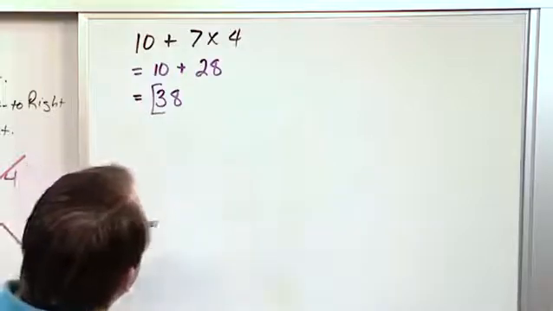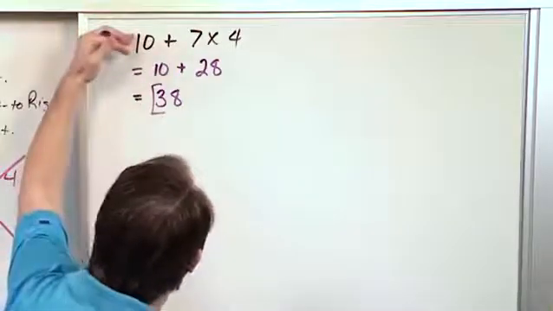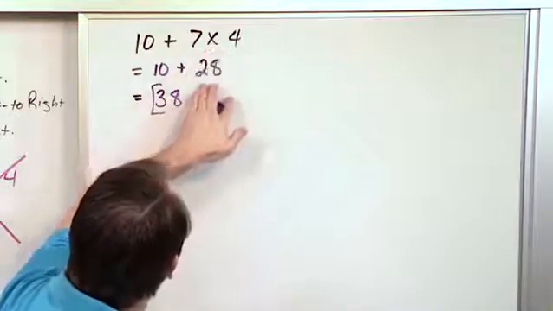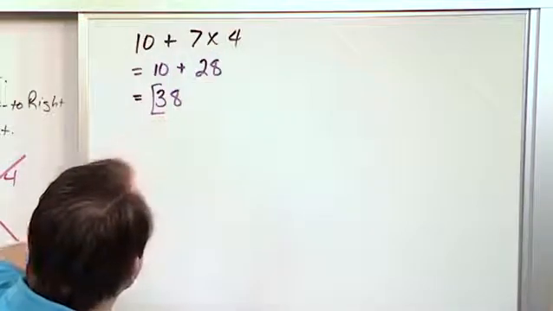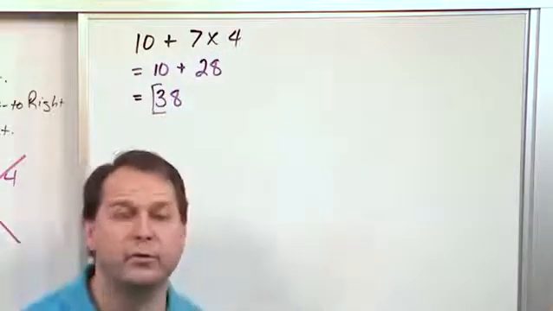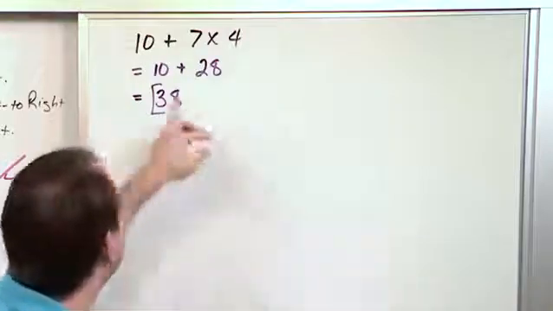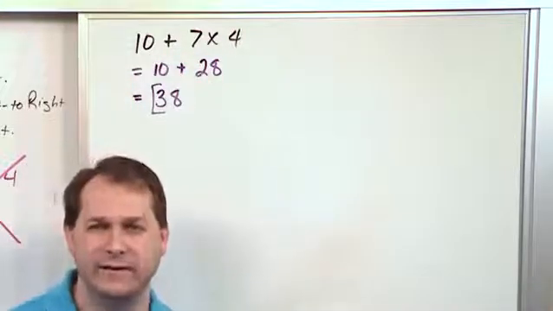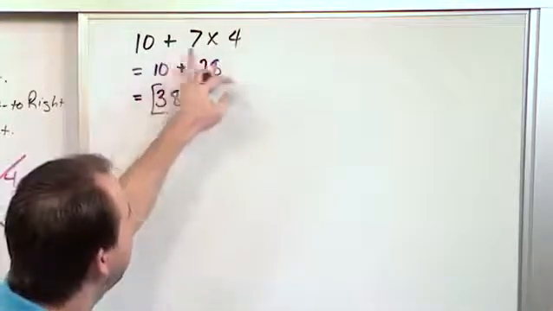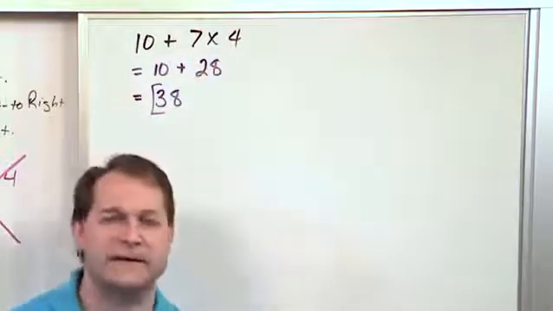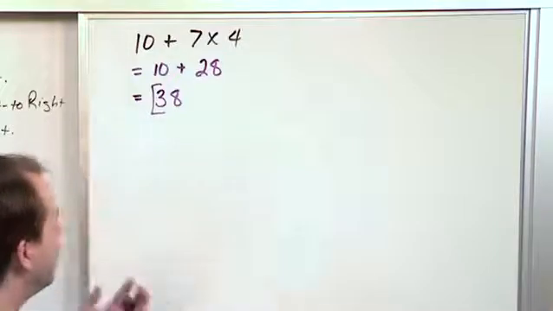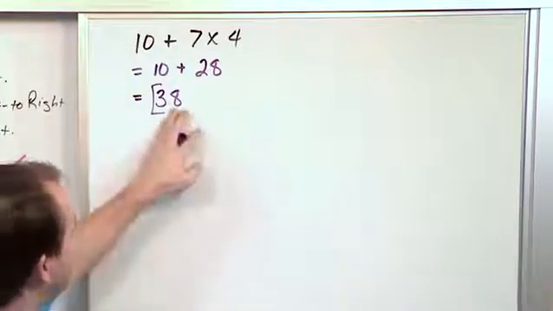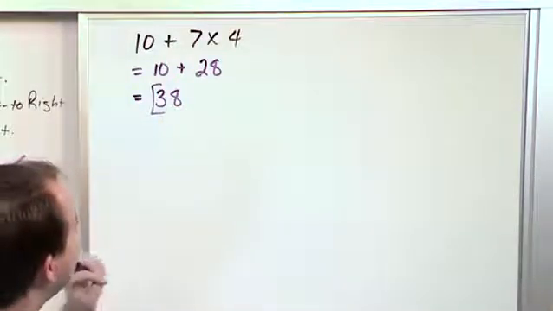So notice we followed our order of operations. First we did multiplication, we did it right here, and then we did the addition. We get an answer of 38. A lot of students will get the wrong answer because they'll do this addition first. 10 plus 7 is 17, right? And then they'll multiply the 17 that they got times 4. That's going to give you the wrong answer. 17 times 4 is not 38. All right? So you have to do it right.